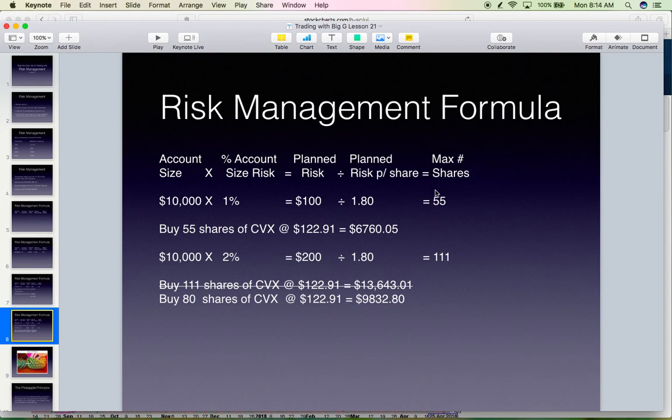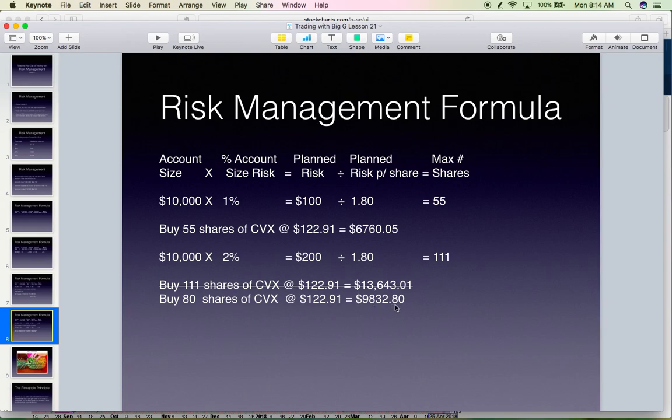Doesn't mean you have to buy all these shares. That's the max that you can buy if you're risking 2% in this case. So what you would do is maybe you would buy 80 shares of Chevron. You could do that at the same price for $98.32.